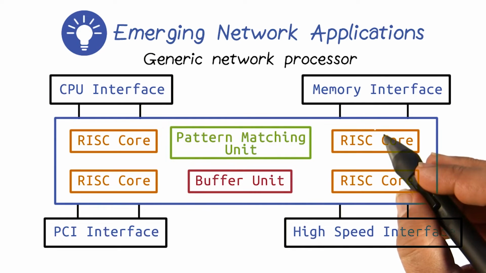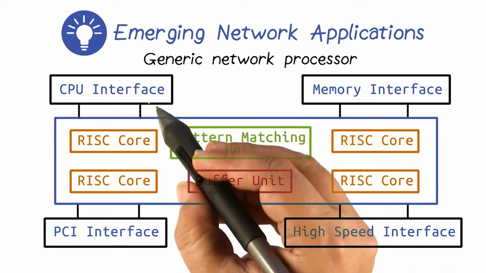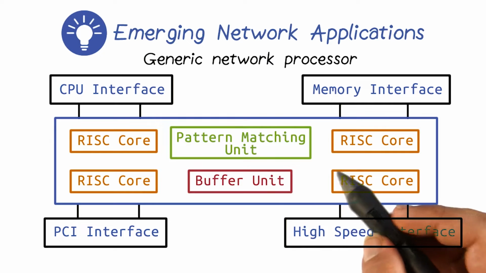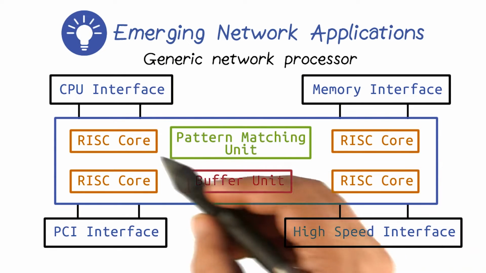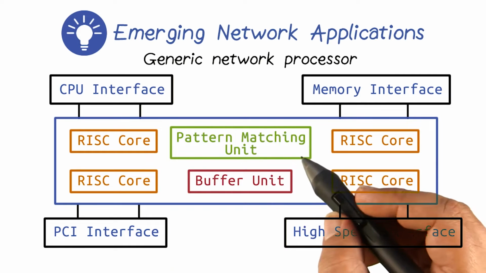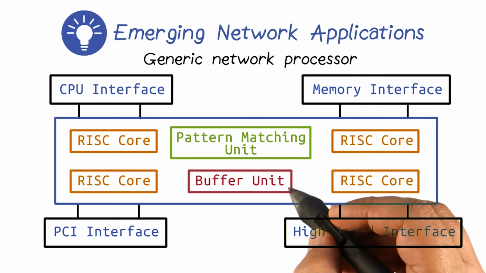Having seen roughly at a high level the kind of network processing demands that we have, now let's take a quick peek at a generic network processor. Typically what we have is a CPU interface. So this acts like a coprocessor, obviously. And we have a RISC core or cores rather, and they do a variety of different things such as pattern matching. We also have a buffering unit which takes all these input packets and buffers them and so on.